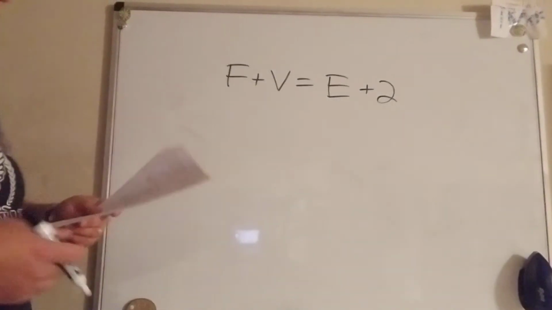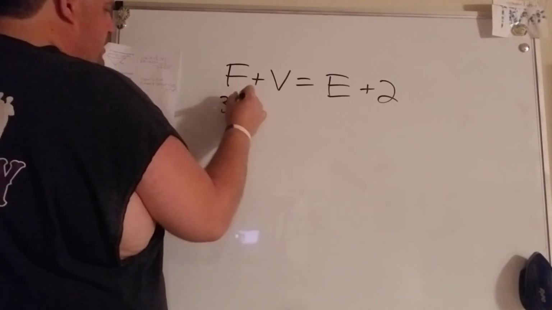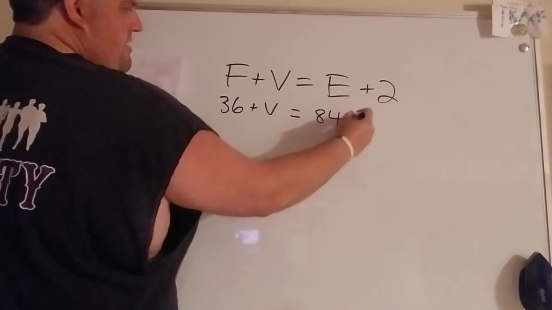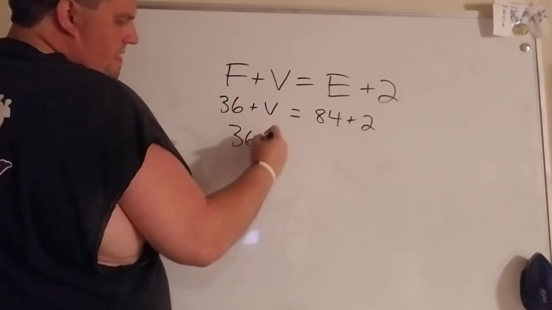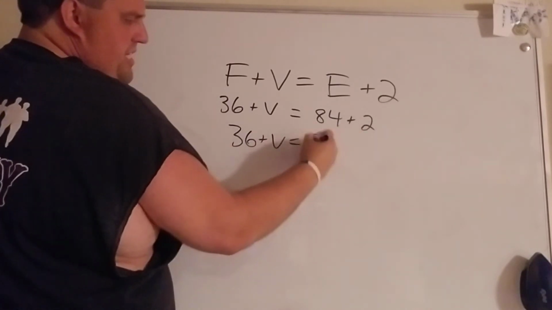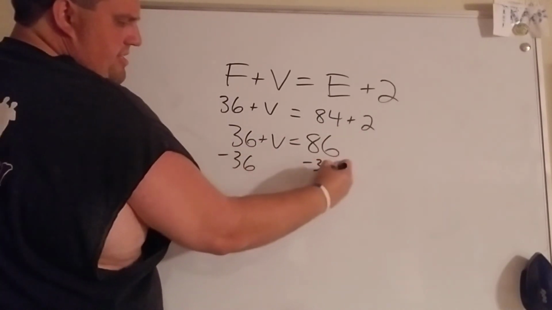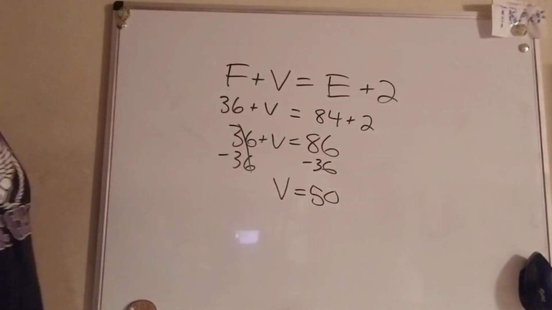So the first one they want to know, just figure out the vertices. So if we plug in what we know, 36 faces, we don't know the vertices, and 84 edges. And then we're just going to solve for V. So 84 plus 2 is 86. And then to get V by itself, subtract 36. And you should have had 50 for the vertices.